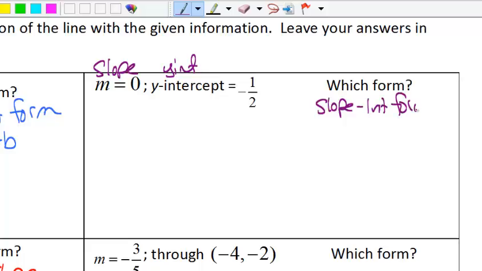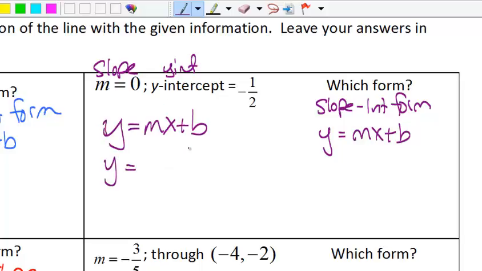Slope-intercept form because of the values that I was given, which is y equals mx plus b. I like this form because it's really quite simple if you're given a slope and a y-intercept. So we have y equals m, but who's my m? 0, times x plus b, which is negative a half. Now, no one really writes 0x, so we can multiply that out to 0, so y equals negative 1/2.